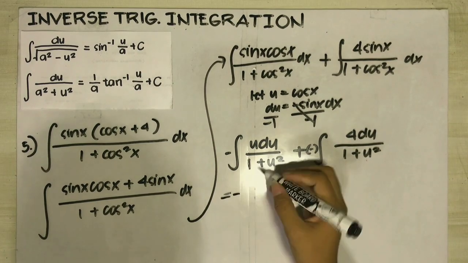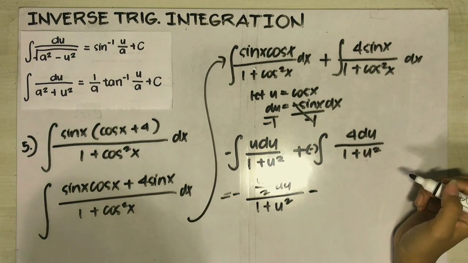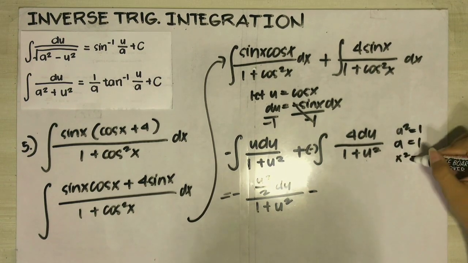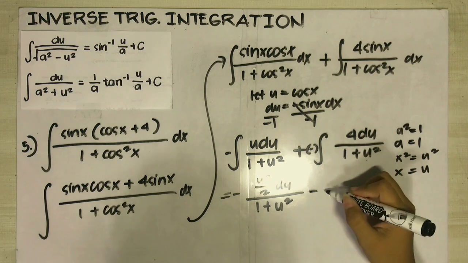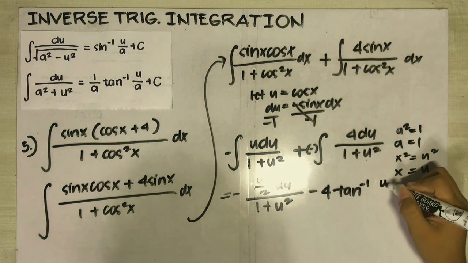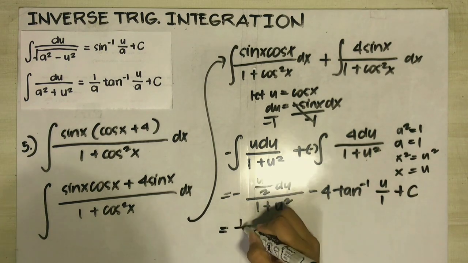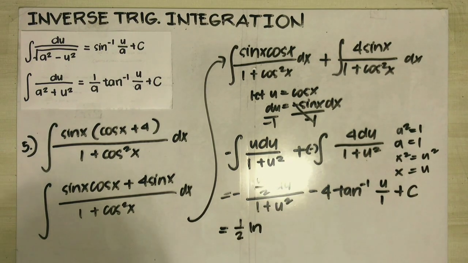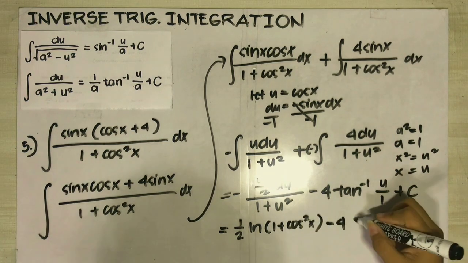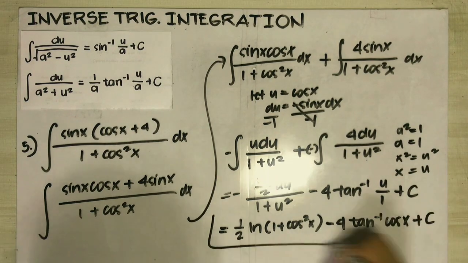And then, let's use the power rule on the numerator. For the second one, a squared is equal to 1, a is equal to 1, x squared is equal to u squared, and x is equal to u. So, arctangent of u over 1 plus c. So, our final answer is 1/2 ln of 1 plus cosine squared x minus 4 arctangent of cosine x plus c.